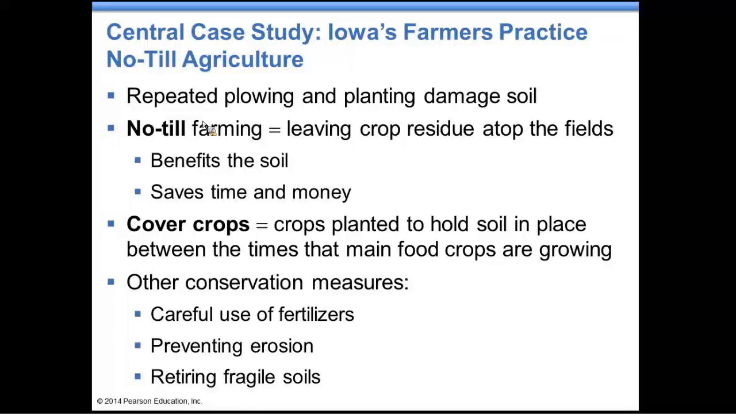Rather than plowing after each harvest, crop residues were left atop their fields, keeping the soil covered in plant material at all times. As a result, the Nielsens are observing the condition of their soil improve. The Nielsens also find that no-till farming saves time and money. Along with no-till methods, the Nielsens are using cover crops, or crops planted to hold the soil in place between times that main food crops are growing.